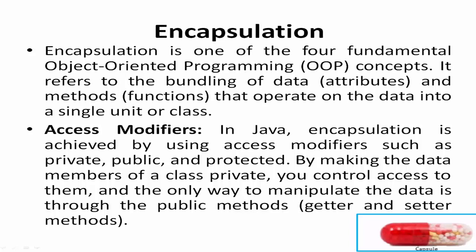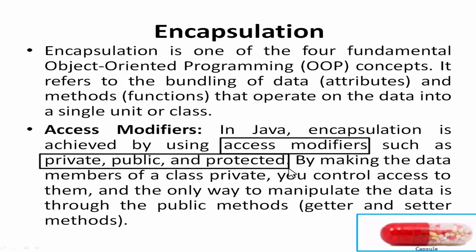Now, what is an access modifier? Encapsulation is achieved by using access modifiers such as private, public and protected, which we have already discussed. By making the data members of a class private, you control access to them, and the only way to manipulate the data is through public methods. These are called getter and setter methods. You can use them to set particular values and to get the results.